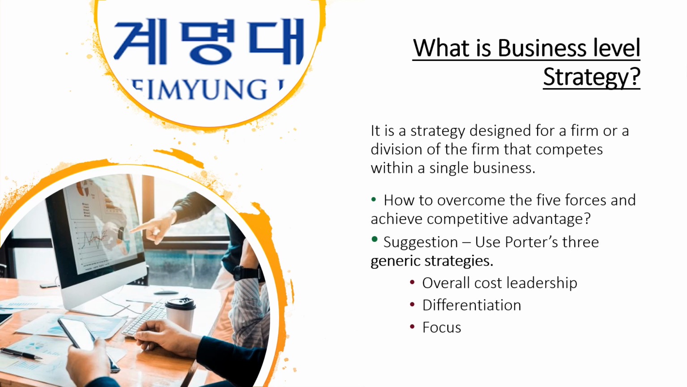Michael Porter had suggested three generic strategies. When we say generic strategies, these are the basic types of business level strategies based on the breadth of target market, industry-wide versus a narrow market, and the type of competitive advantage, low cost scale versus uniqueness.